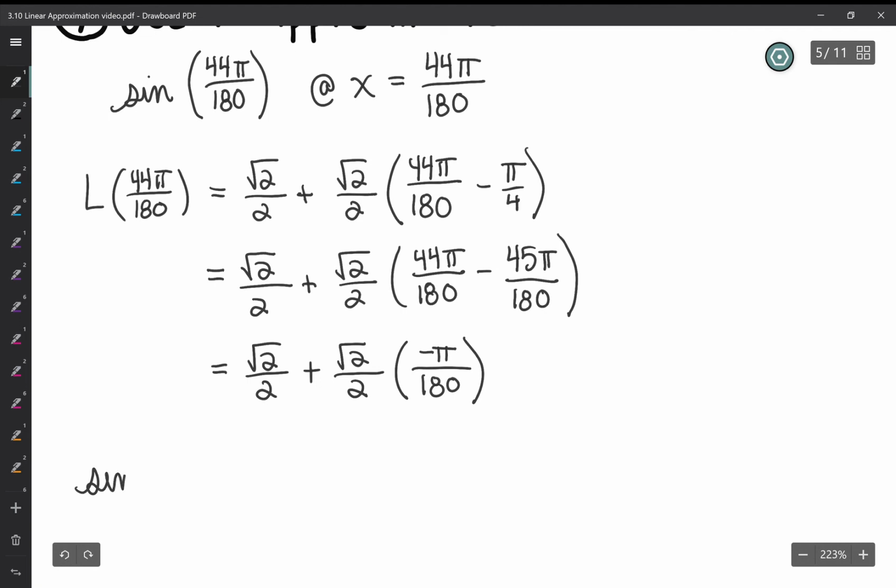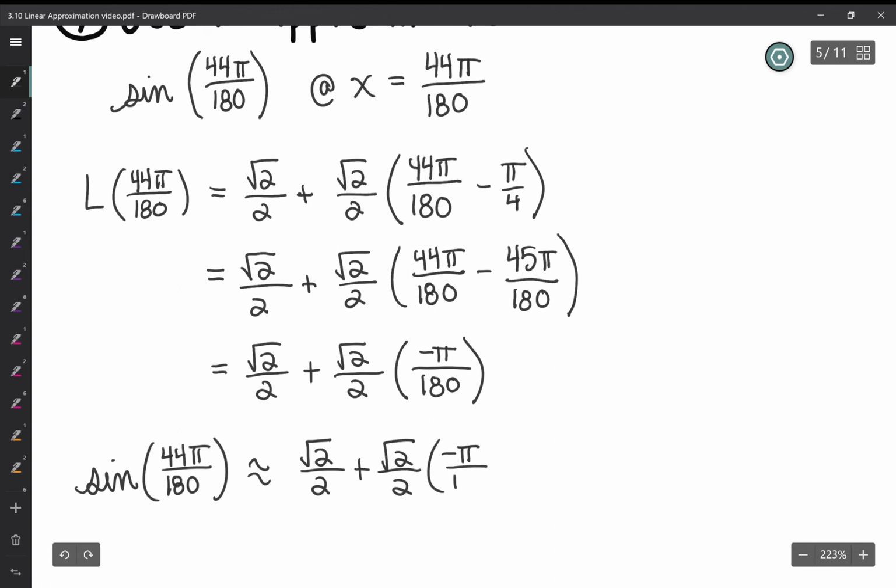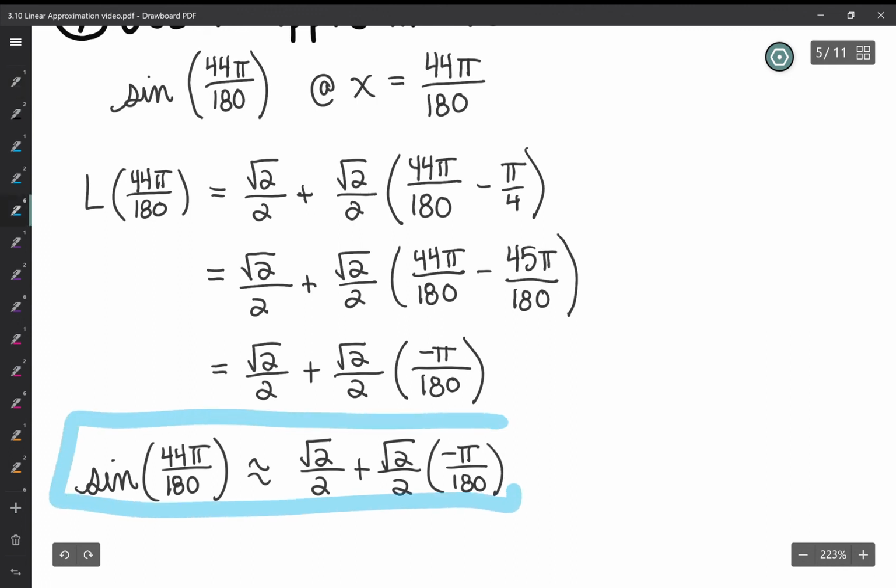So sine of 44 pi over 180 is approximately equal to the square root of 2 over 2 plus the square root of 2 over 2 times negative pi over 180. If you wanted to factor out that root 2 over 2, you could. So if you wanted to write that as the square root of 2 over 2 times 1 minus pi over 180, you could.